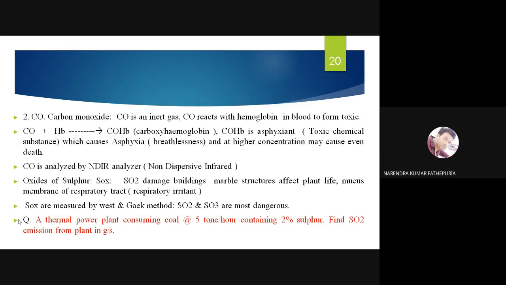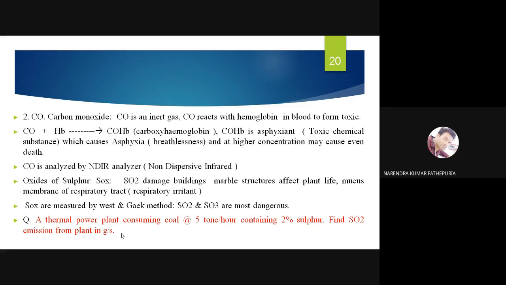Then oxides of sulfur. There are several ways to measure them, in microgram per cubic meter. SO2 damages buildings and marble structures, affects plant life, and irritates the mucous membrane of the respiratory tract. SOx are measured by the West and Gaeke method. SO2 and SO3 are the most dangerous. Suppose the question is: a thermal power plant burns coal at 5 tons per hour containing 2% sulfur. Find the sulfur dioxide emissions from the plant in gaseous form.